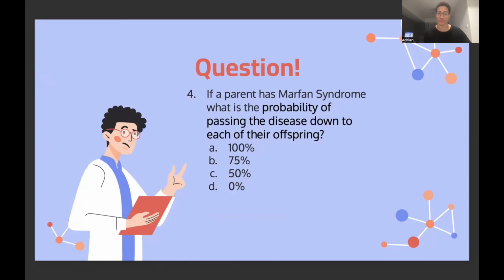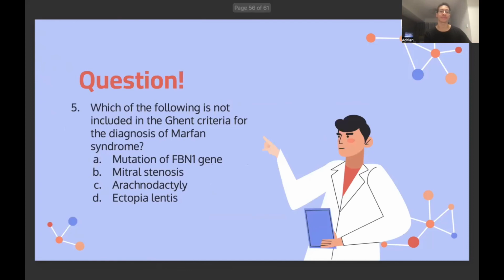Most kids with Marfan syndrome have it because they inherited the abnormal gene from one of their parents. But sometimes it happens in a child without a family history, right? Either way, each child born to a person with Marfan syndrome, male or female, will have a 50% chance of inheriting the abnormal gene, which makes the answer in this case C. Moving on to question number 5.